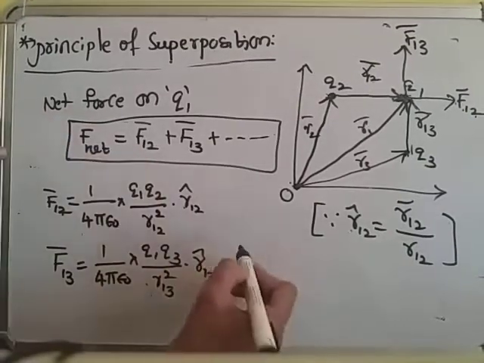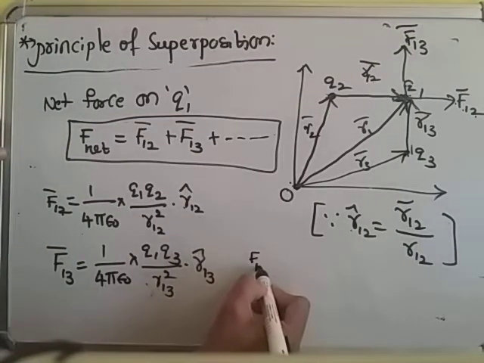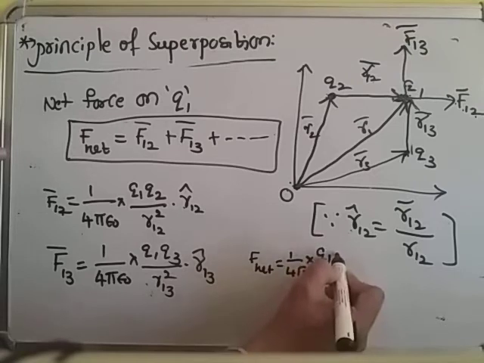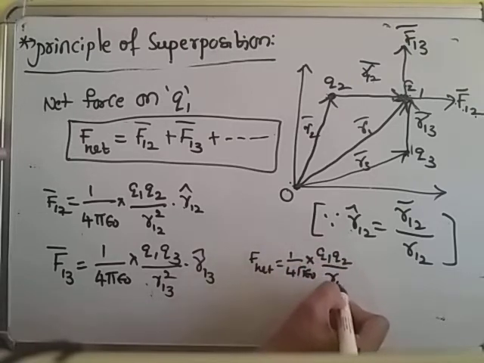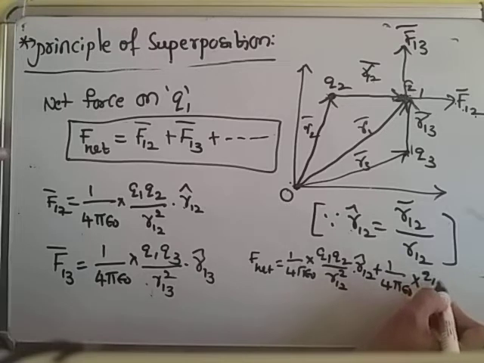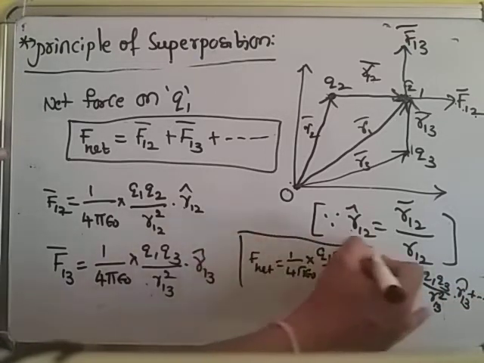Now we can substitute these two formulas in the above equation. We will get the net force as 1 by 4 pi epsilon naught into q1 q2 by r12 whole square into r12 cap, plus 1 by 4 pi epsilon naught into q1 q3 by r13 whole square into r13 cap, and so on. This is the final formula.